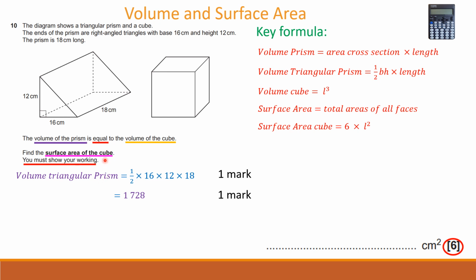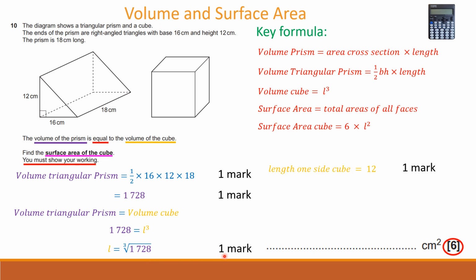From here, we're told that this volume is equal to the volume of the cube. So we know the volume of the triangular prism equals the volume of the cube. And we know the volume of a triangular prism is 1,728. We know the volume of a cube is up here, L cubed. So 1728 is going to equal L cubed. Now we've got to work out L. The opposite to cubing is cube root. So the cube root of 1728 will give you your third mark.